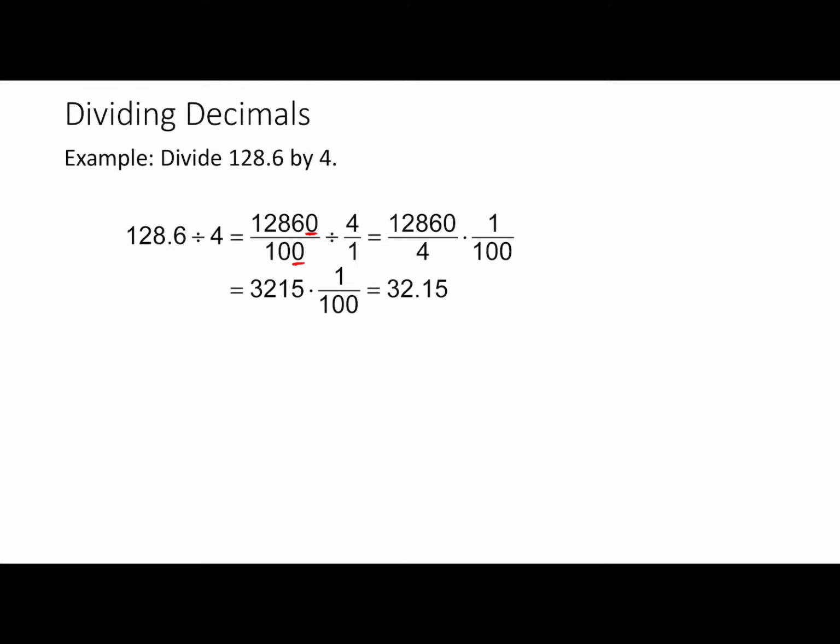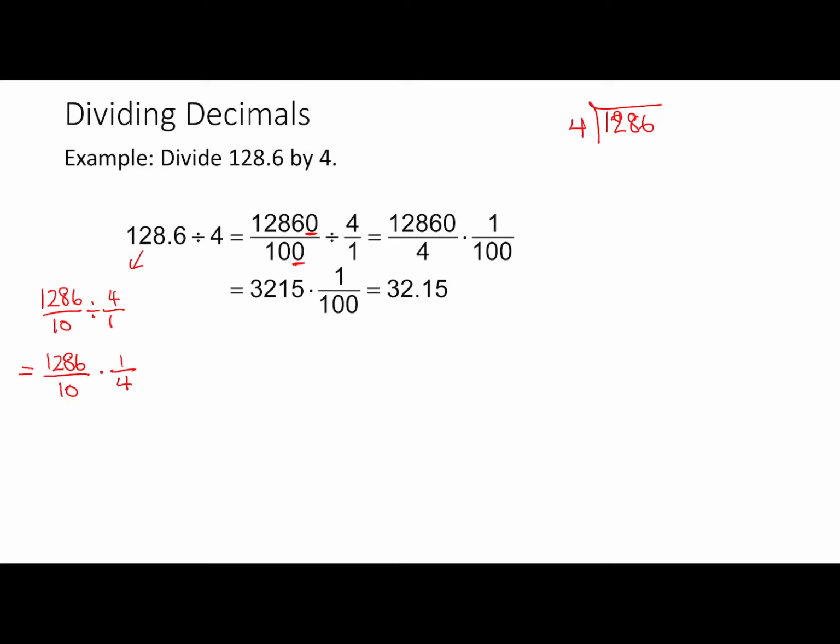So let me make sure this is clear to you. This I can write as 1,286 over 10 divided by 4 over 1. And what's going to happen here is that, remember, to divide fractions, I multiply by the reciprocal. And so the issue here is that when I divide 1,286 divided by 4, I'm going to end up with a remainder, right?